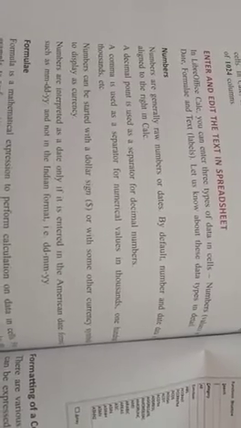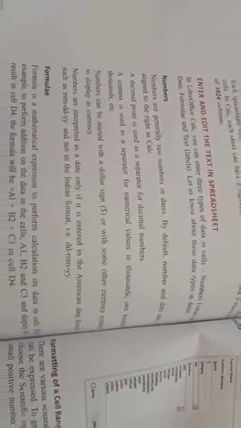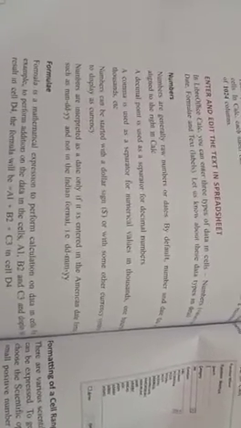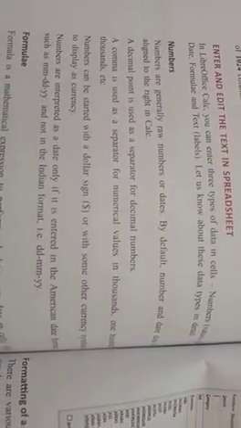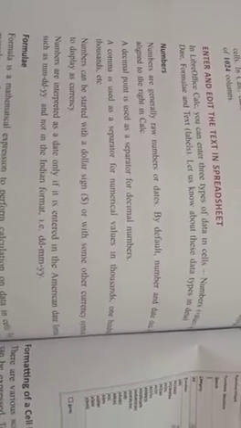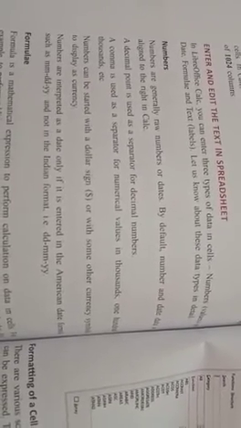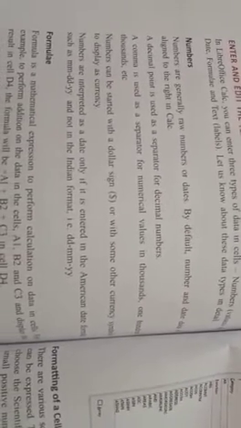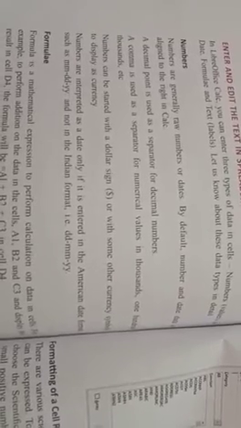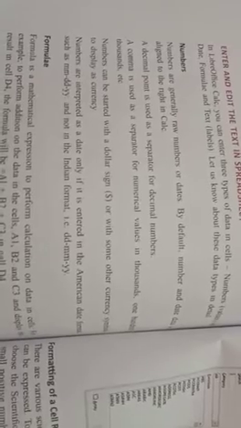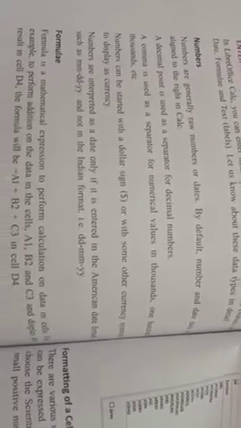Next, a decimal point is used as a separator for decimal numbers. A comma is used as a separator for numerical values in thousands, hundred thousands, etc. Numbers can be started with a dollar sign or with some other currency symbols to display as currency.